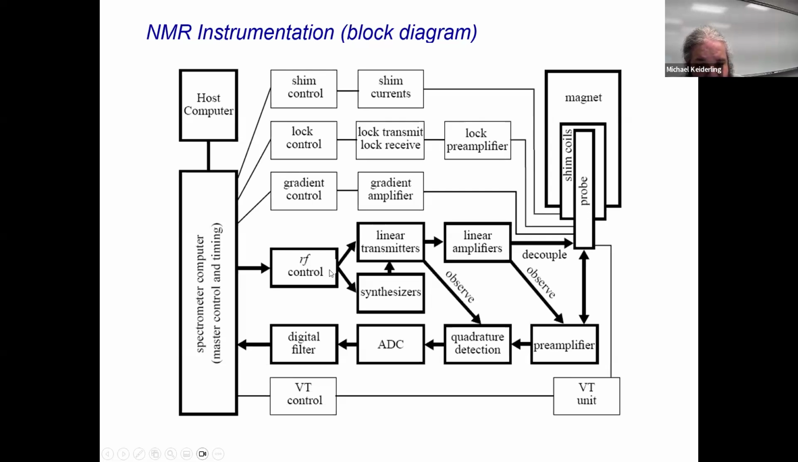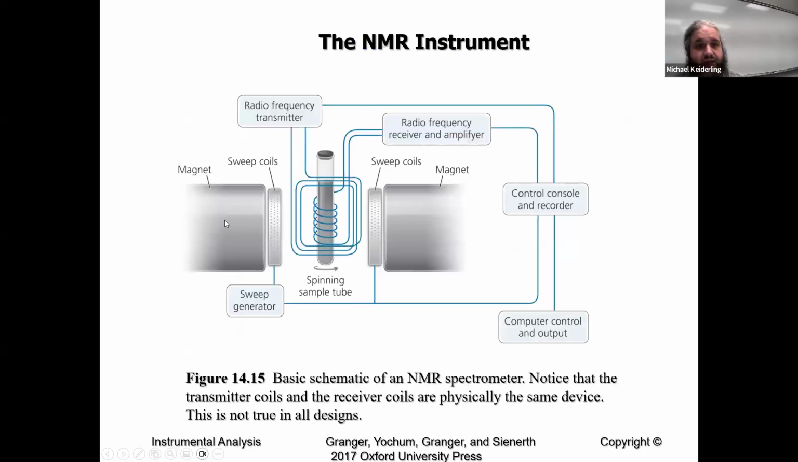control over this. Then there's also the RF control. There are linear transmit synthesizers, linear transmitters, linear amplifiers, sending out a decoupling. Then you observe the preamplifier and the quadrature detection and the analog to digital converter, which goes to a digital filter feeding back into the computer. And then there's the VT control and the VT unit.